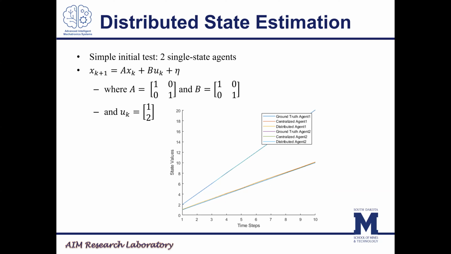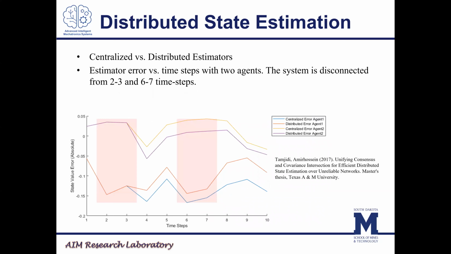And yeah, the A and B matrices are basically the simplest system we could come up with. And then here we're going to plot the error. So there was some measurement error with the system. And then we've got a centralized and a distributed estimator.